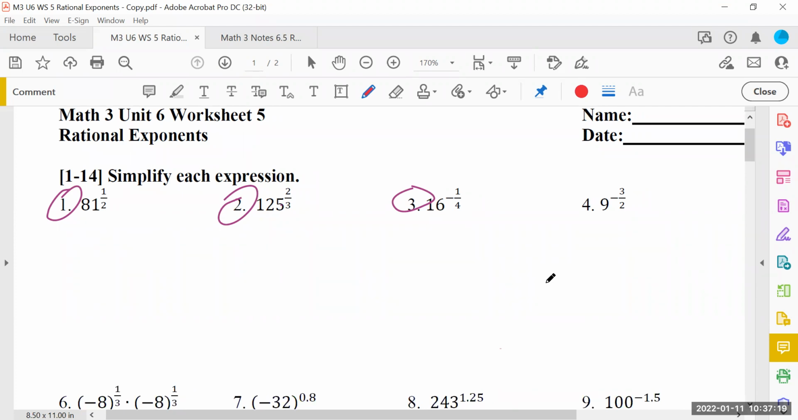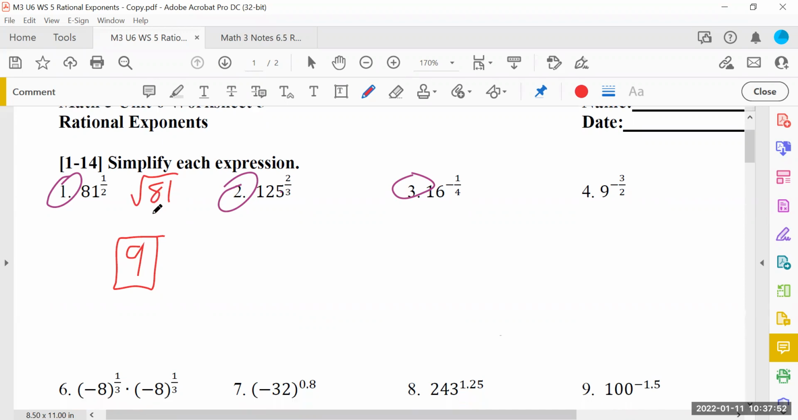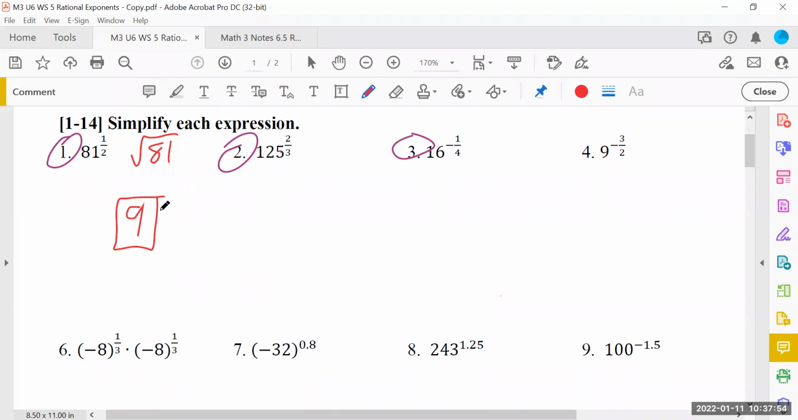Number 1. Davian, do you get an answer for number 1? 9 is correct. Which way did you get that? Okay, so is everybody good with the fact that you can just do this the way we've been doing all square roots? As long as you recognize the 1/2 exponent is the square root, the square root of 81 is 9. That is perfectly fine. That's done.